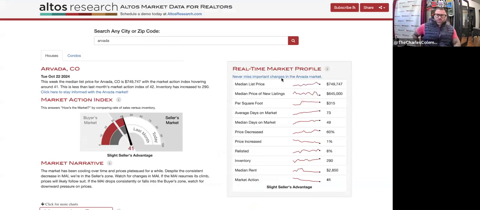Your median list price of new homes, 645,000. Your square footage, 315. So we are seeing some dips. It is going down. But what isn't going down? Your average days on market. Guys, these are overpriced homes. But if we were to look at this and we were to get rid of all the outliers, 49.